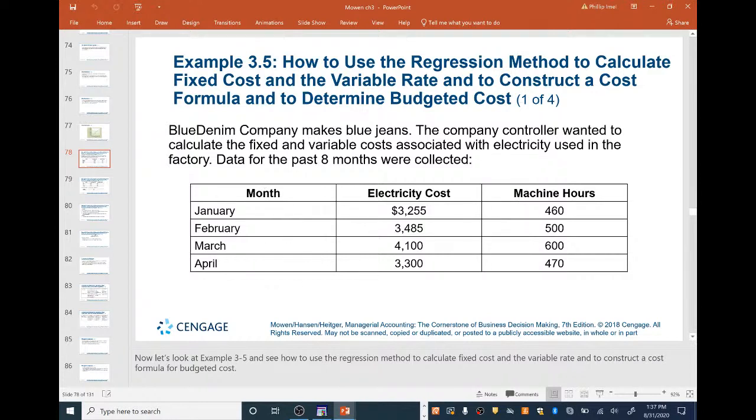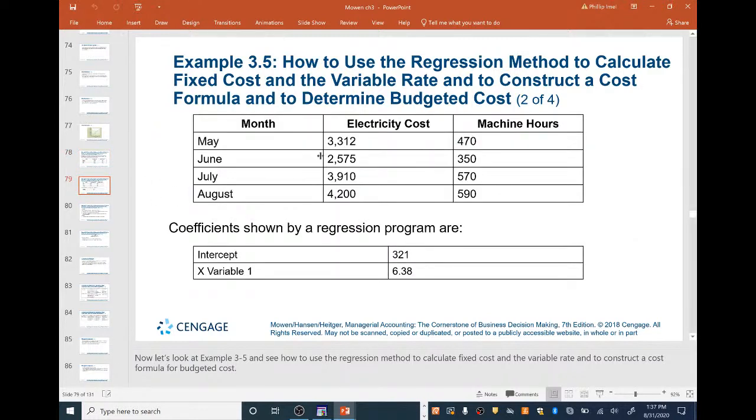So this is the same thing that we did on the high-low method, right? So we're looking at this again. Once again, here's the last 4 months. So this is just data that's given. Then the coefficients shown by a regression program are going to be the intercept is 321. Once again, these coefficients, the intercept and x variable 1. So what do we think these are here? These are the coefficients that we found by a regression program. Remember, the intercept is your fixed cost. Your x variable 1 is your variable rate. This is your slope, okay?